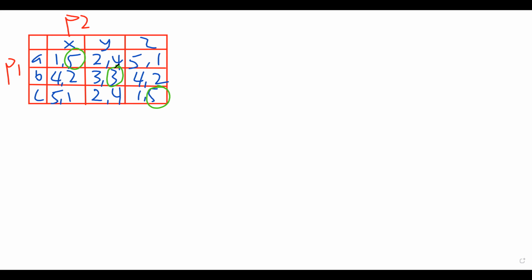So we are done with player 1. Now let's go to player 2. Player 2 means that you rather look at the columns. So if player 2 plays X, you're now going to look for what player 1 is going to do.